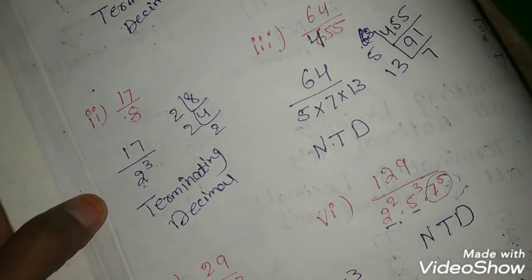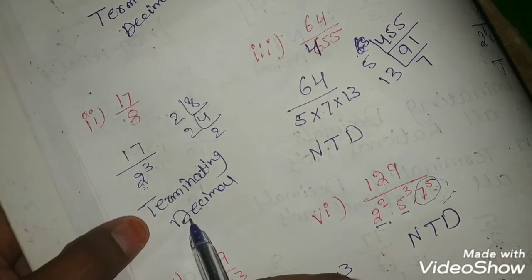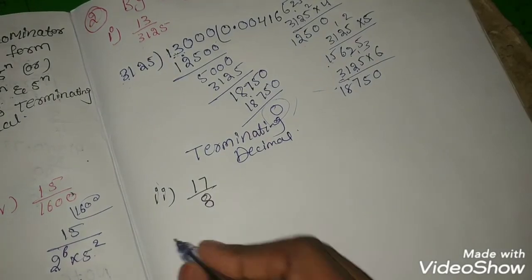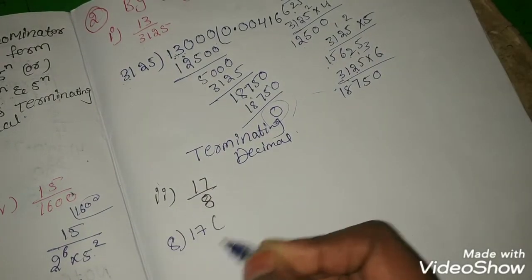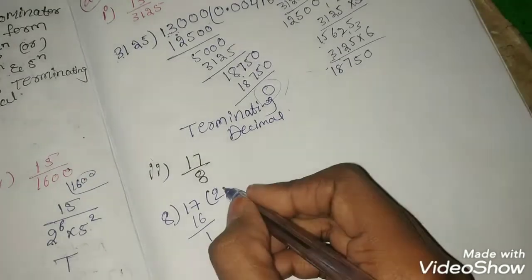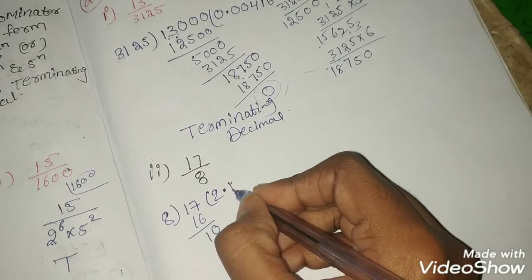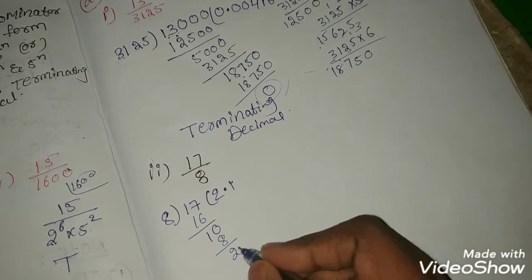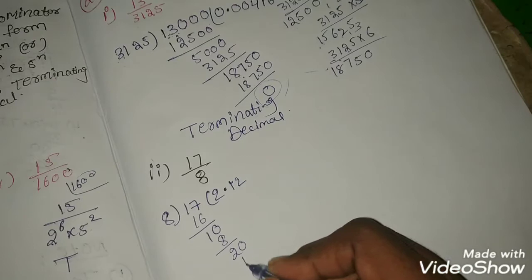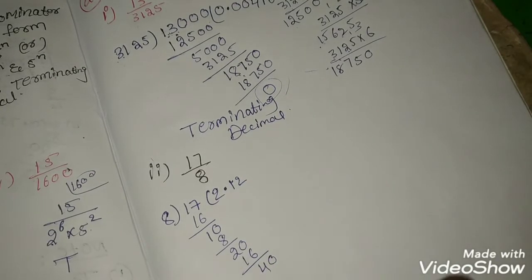Understand? Let's check the second question. See, in the second question, this is also a terminating decimal. So the remainder must be 0. Let's check. 8, 17. What do we have to do? 8 2s are 16. Remainder is 1. We have to keep a point here, and we get 0 here. 8 1s are 8. Remainder is 2. Again we have to take 0. Next, 8 2s are 16. We get 4. If we have a point, then we have to take 0.